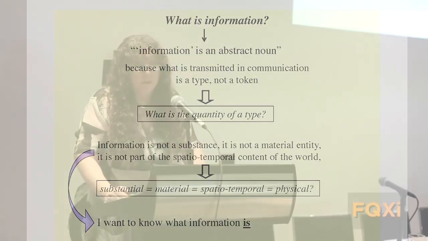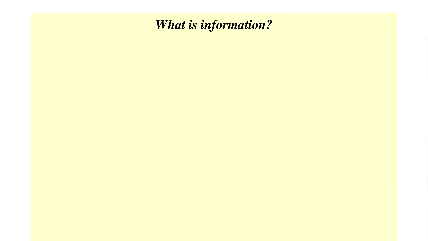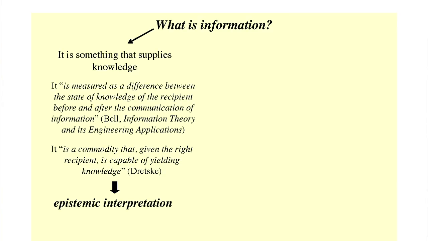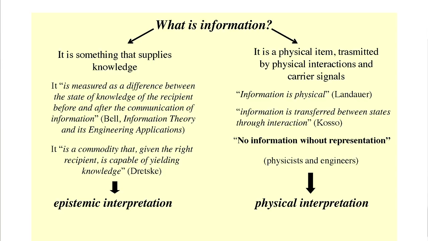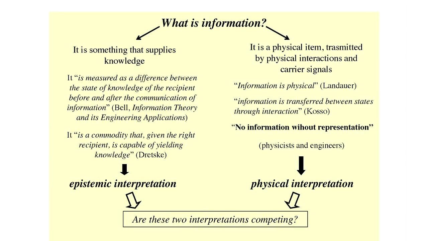According to some, information is something that supplies knowledge. This epistemic interpretation is usually applied in cognitive science and in philosophy. Physicists and engineers, on the contrary, adopt a physical interpretation: information is a physical item transmitted by physical interactions and by carrier signals. In the discussion about how information has to be interpreted, these two views are considered competing. But are they?